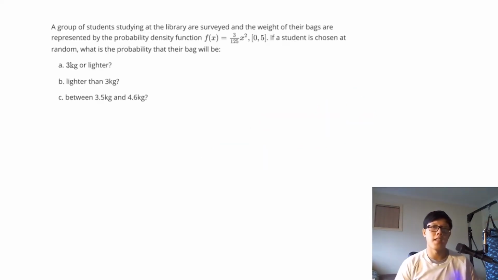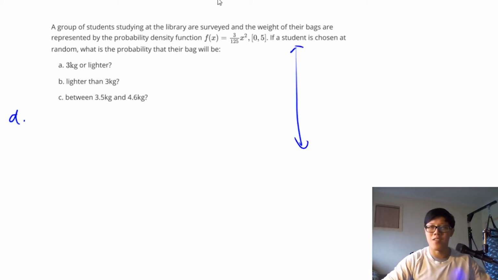So the question says, a group of students studying at the library are surveyed and the weight of their bags are represented by the probability density function f(x) equals 3 on 125 x squared, from 0 to 5. If a student is chosen at random, what is the probability that their bag will be, part A, 3 kilograms or lighter? So let's do that. In this case, we're assuming that there are so many students that we can't account for the probabilities in a discrete way. So we'll just take that as fact.